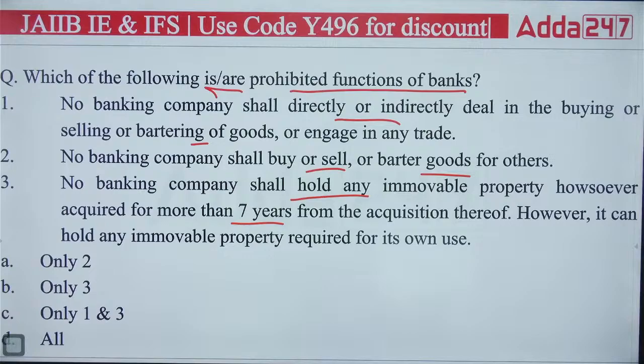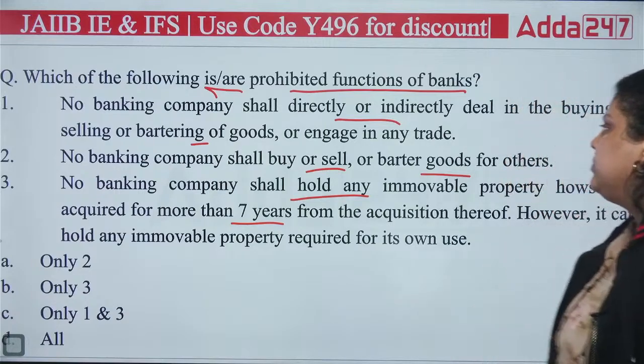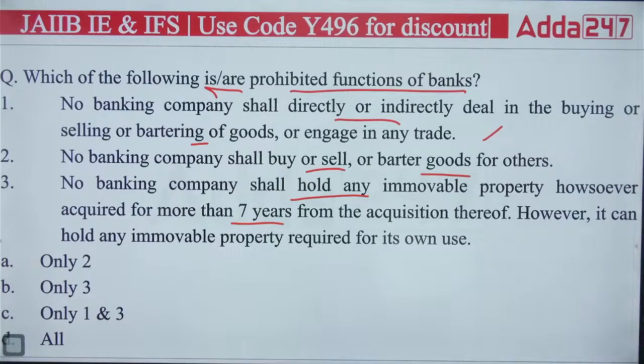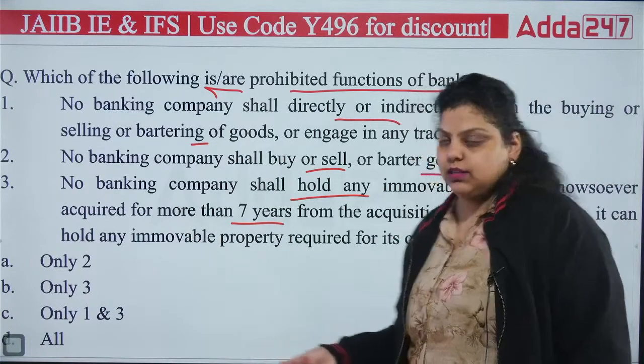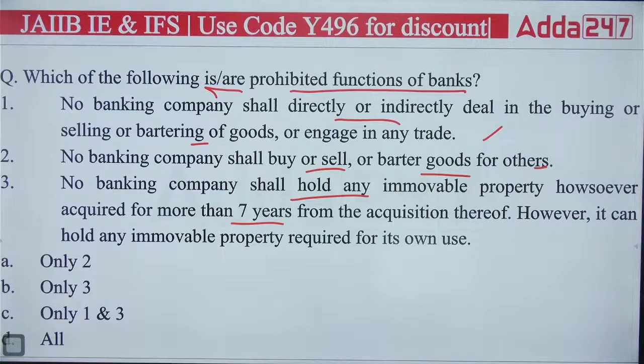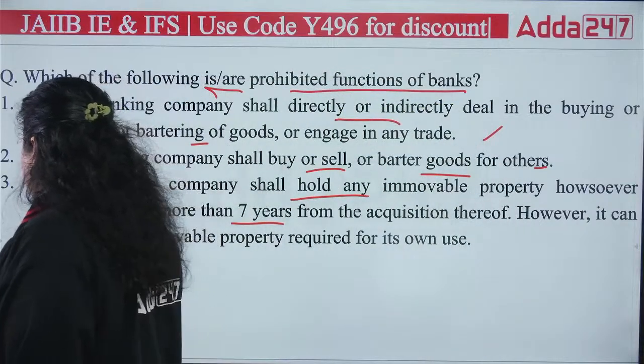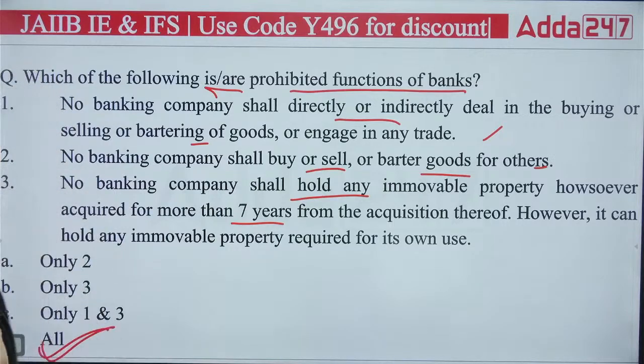Okay, so you have to answer which of the following is a prohibited function of a bank. 1, 2, 3. Out of these 3, which are the prohibited functions? Banks are prohibited from directly or indirectly dealing in the buying and selling or bartering of goods and engaging in any trade. So that is first correct. Second, no banking company shall buy or sell or barter goods for someone else. You cannot purchase goods and services for someone else. Then also no banking company shall hold any immovable property like land, howsoever acquired, for more than 7 years from the acquisition thereof. All the statements here are correct about the prohibited functions of banks. So the right answer is what? All of the above, D. All functions are correct.